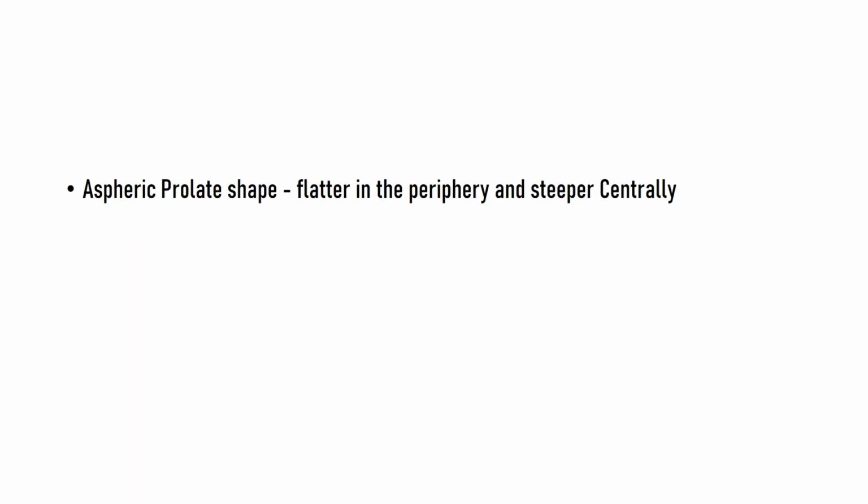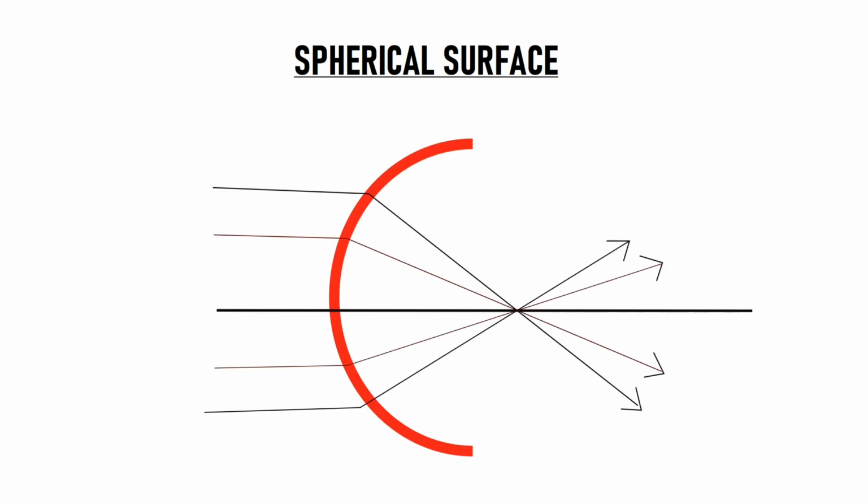Like the thickness of cornea, the shape of cornea is also not uniform throughout. It has an aspheric prolate shape. To understand the meaning of the word prolate, you need to first understand the terms spheric and aspheric. A spherical surface is one that has a uniform curvature throughout, which means that all the rays of light passing through it converge at a single point.